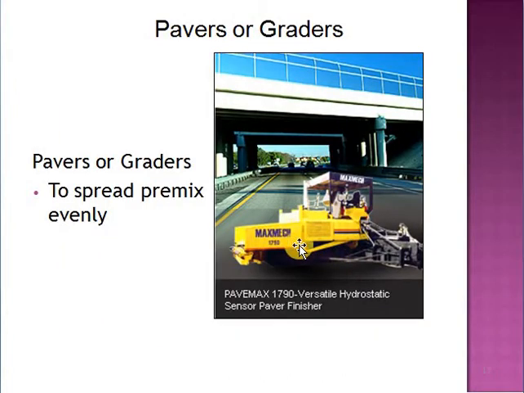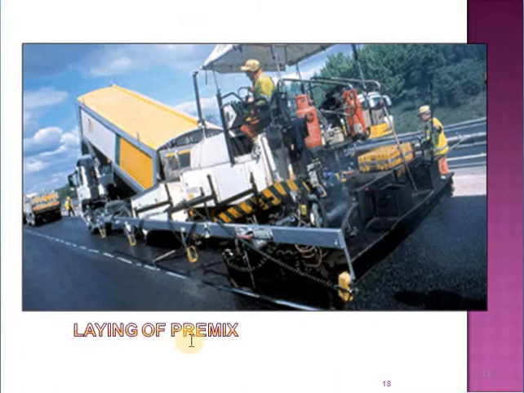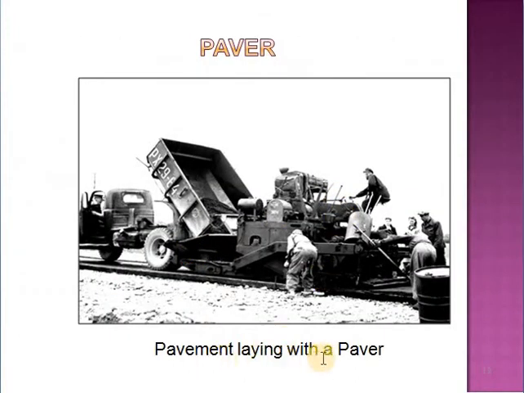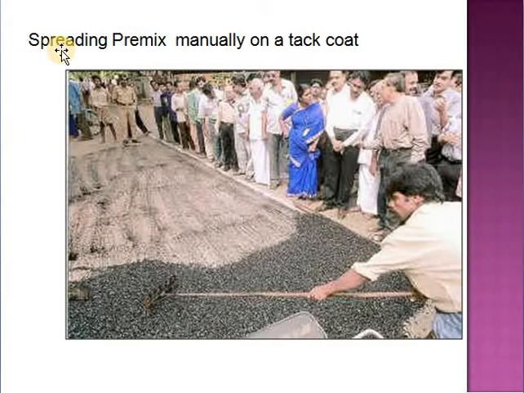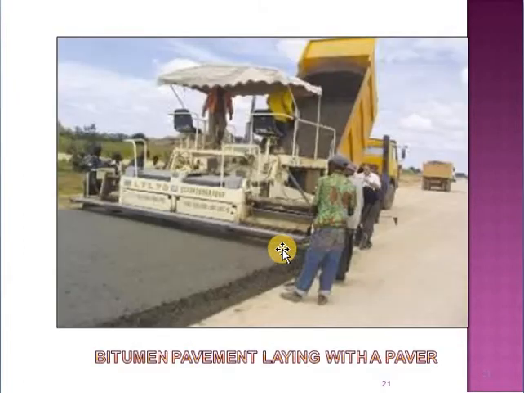And these are the pavers or graders. This is to spread the premix evenly. Laying of premix, you can see the black color which is the heated bitumen, that is nothing but the premix. And this is the pavement laying with the paver. You can see spreading premix manually on a tack coat. So this is the tack coat level. On the level they are spreading the premix. You can see here bitumen pavement laying with the paver. So this is called a paver.